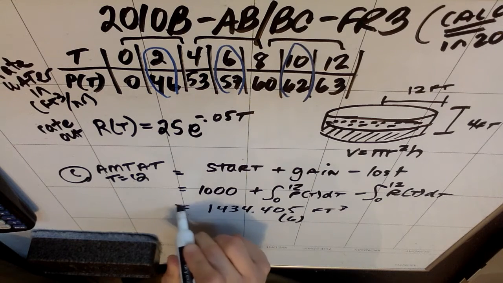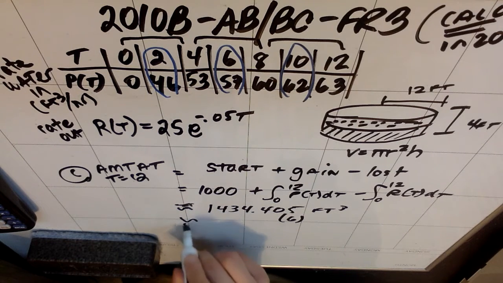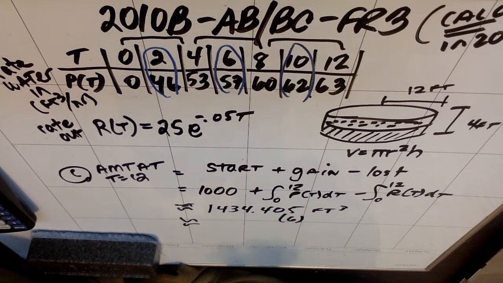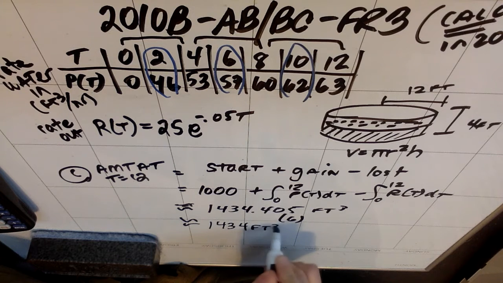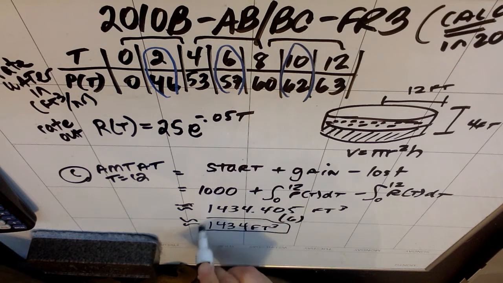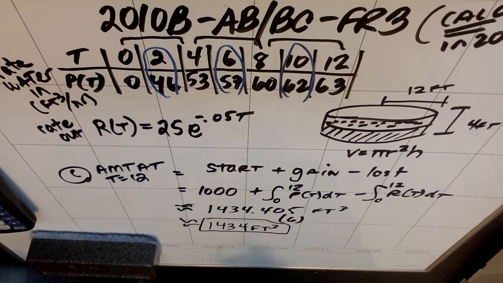But be careful because they specifically said round to the nearest whole cubic foot, right? So if I round this, and they did say round, that's 1434 feet cubed. That's the answer I have to give them. The AP wants you to round to 3 places or truncate to 3 after the decimal unless they expressly tell you otherwise, and here they expressly told you otherwise, so be careful.